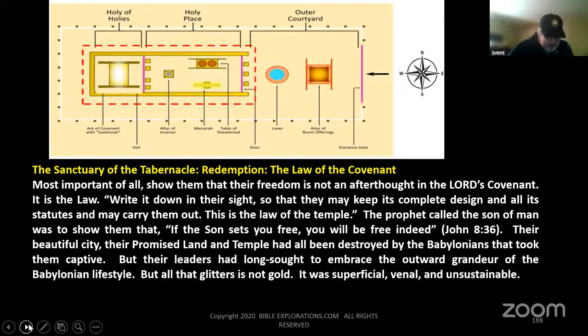Their beautiful city, their promised land, and temple had all been destroyed by the Babylonians that took them captive. But their leaders had long sought to embrace the outward grandeur of the Babylonian lifestyle. But all that glitters is not gold. It was superficial, venal, which means subject to bribery or up for sale to the highest bidder, and unsustainable. So the point is here, the prophet is showing them that their freedom is not an afterthought, it's the law.